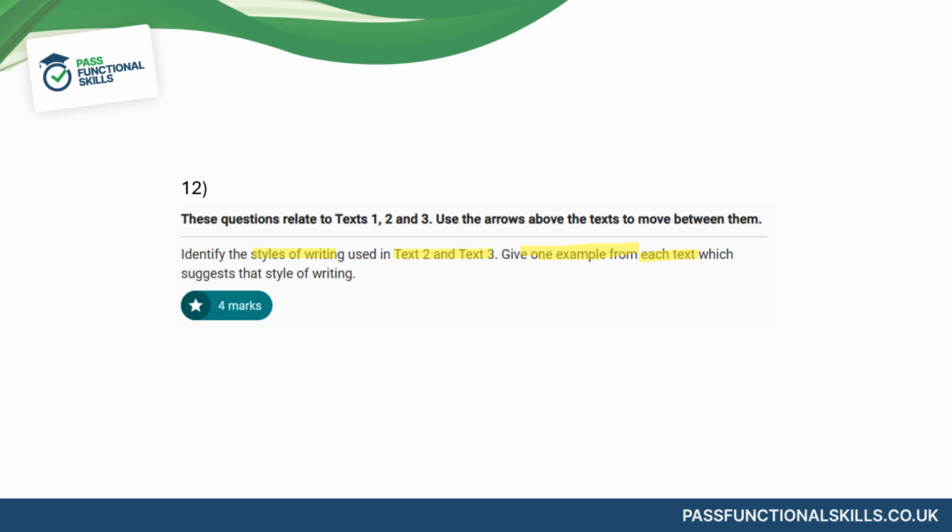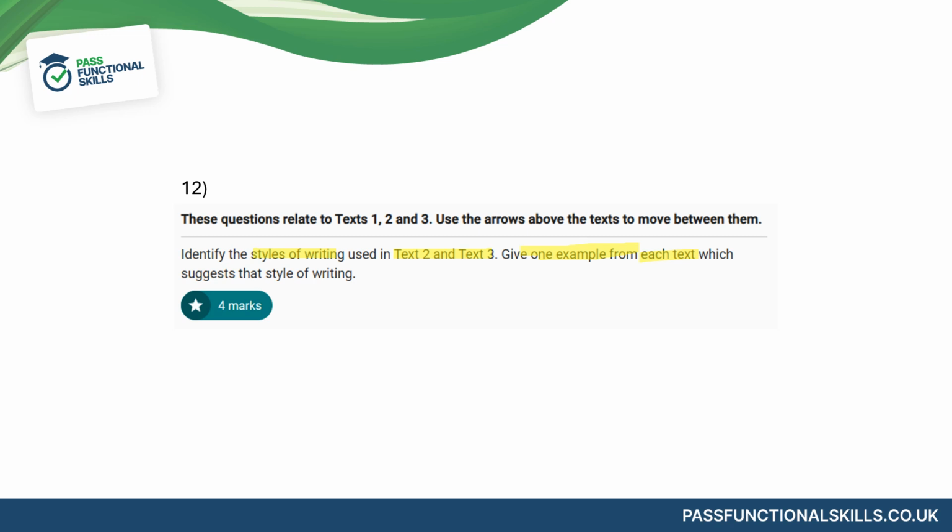Now, the style of writing refers to the overall way a text is written. And there are 6 main styles that you need to know for functional skills, which will fit into all texts that you will see. So these are personal, impersonal, informative, persuasive, informal and formal. Now if you're not sure what those mean or what style is, I'd recommend that you go back and look at your revision before watching the rest of this video.